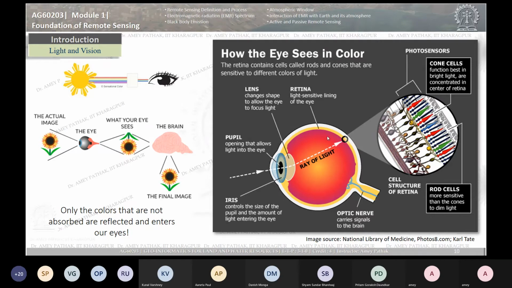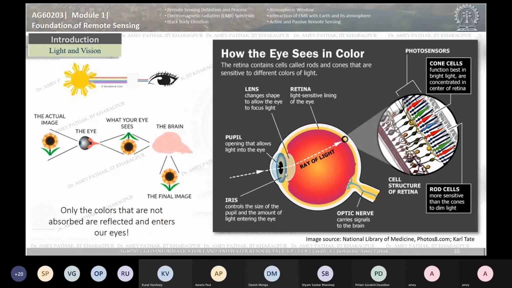So how does the eye see color? This is the anatomy of the eye, in which we have the pupil. The purpose of the pupil is that it opens, and by opening it allows the light to go inside the eye.